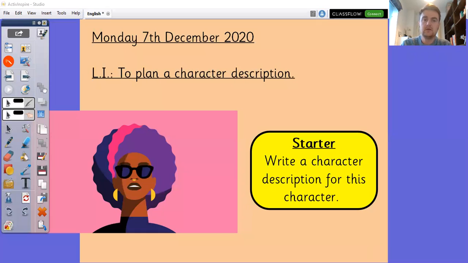But to start off with, let's have a look. For your starter today, I'd like you to have a look at this character that we have on the board. And I'd like you to really quickly, just a few sentences, have a go at writing a character description about this character. You can come up with a name for them. You can describe their appearance. You can describe what you think their personality is like. If you are comfortable doing it, try using show, don't tell. So instead of describing her as confident, you could say what she does that shows that she's confident.